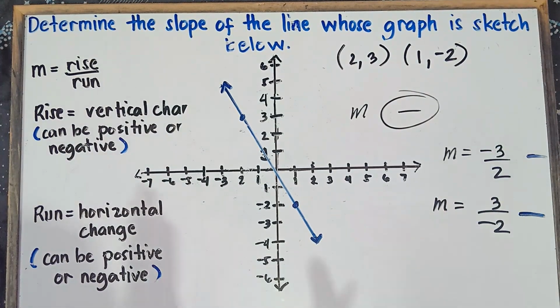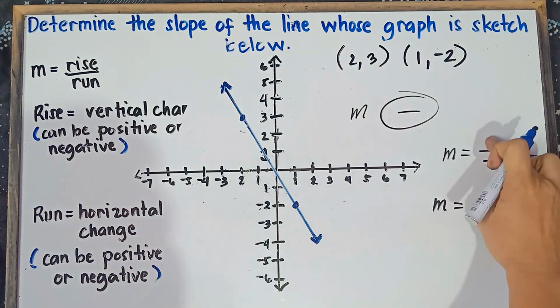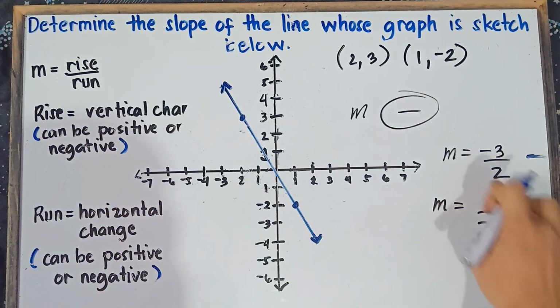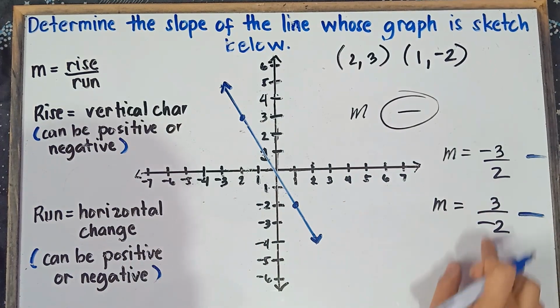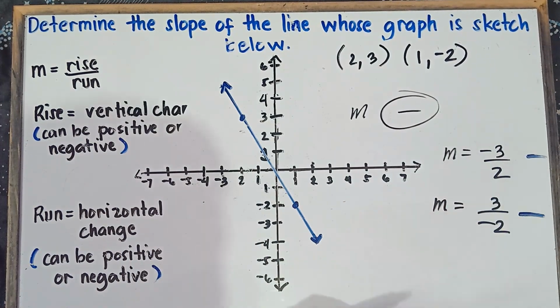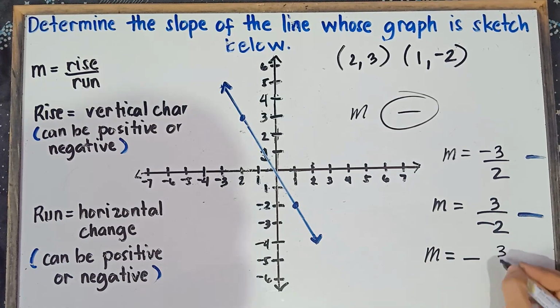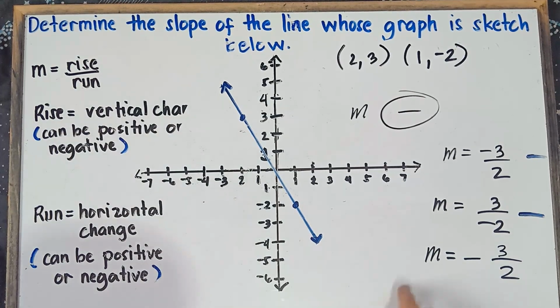So just an example, class, if your answer is like this, you have negative on top and positive on the bottom, and then you have positive on top and negative on the bottom, this is just the same, class. Same with this one. If you have an example like this, where the negative is in between the fraction, this one right here is just the same. The 3 examples are just the same. Do not be confused with that one, class.